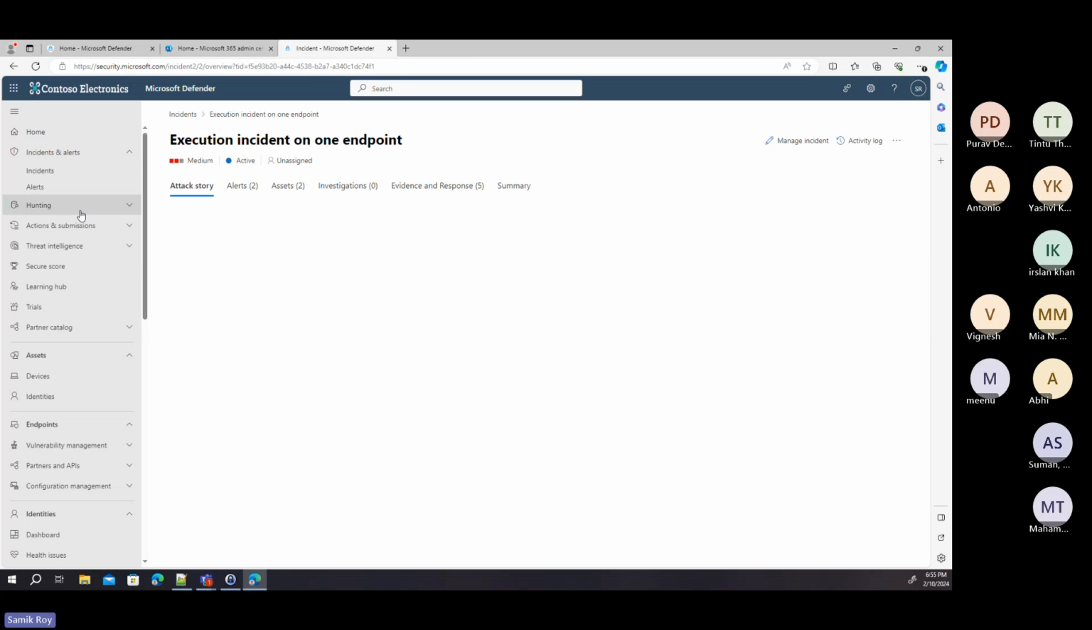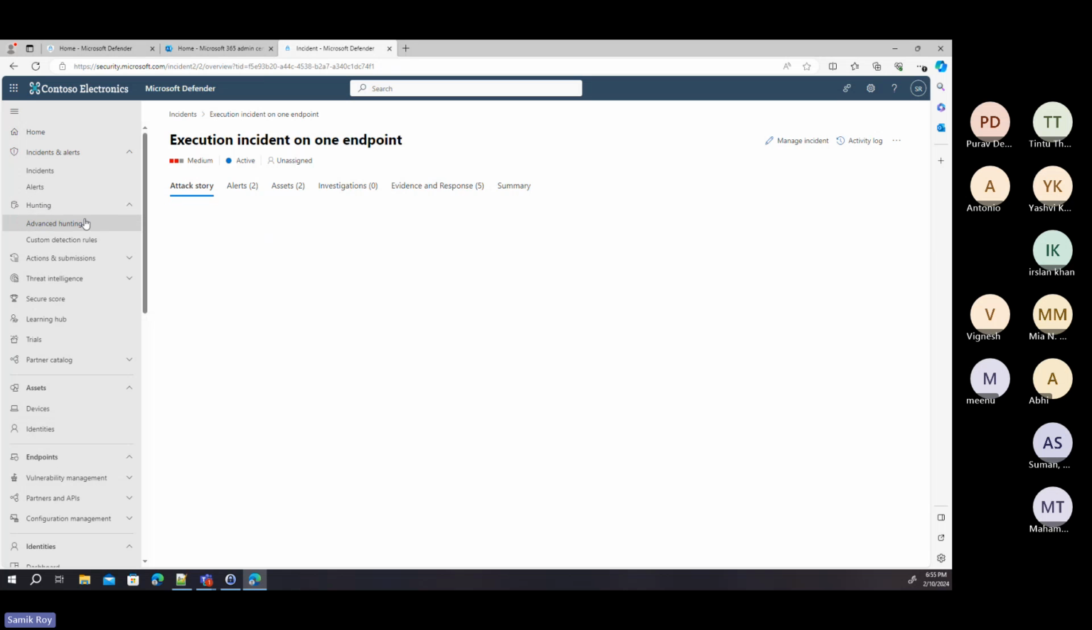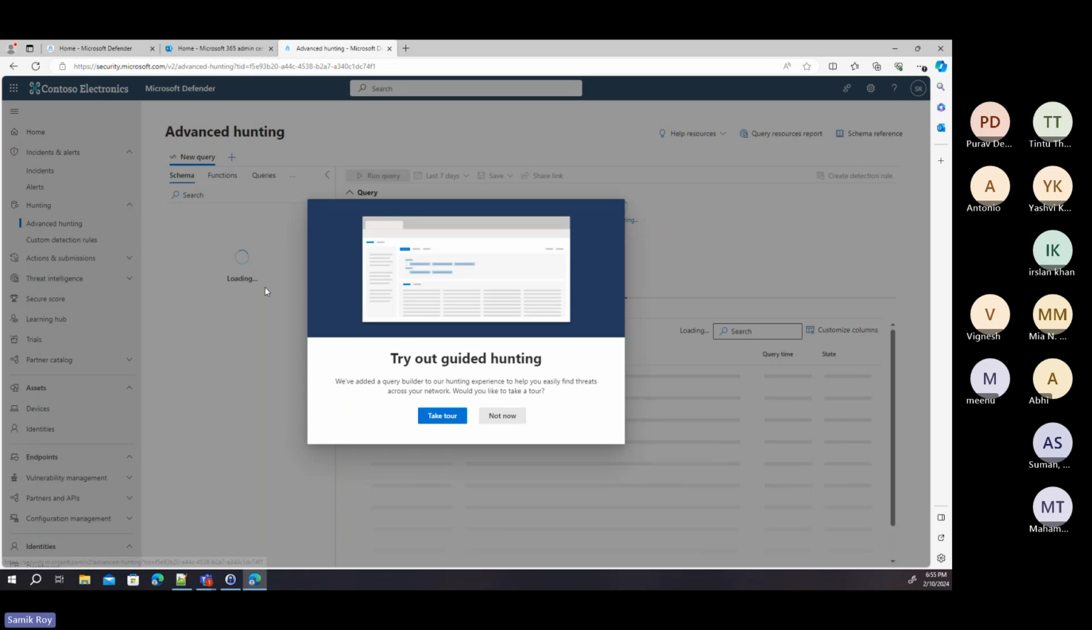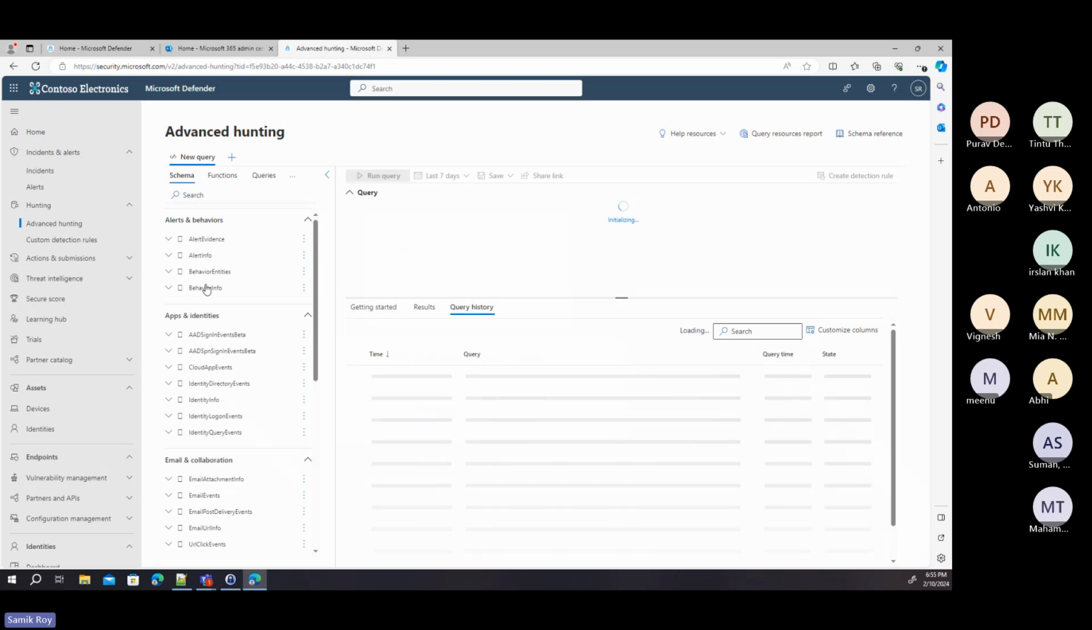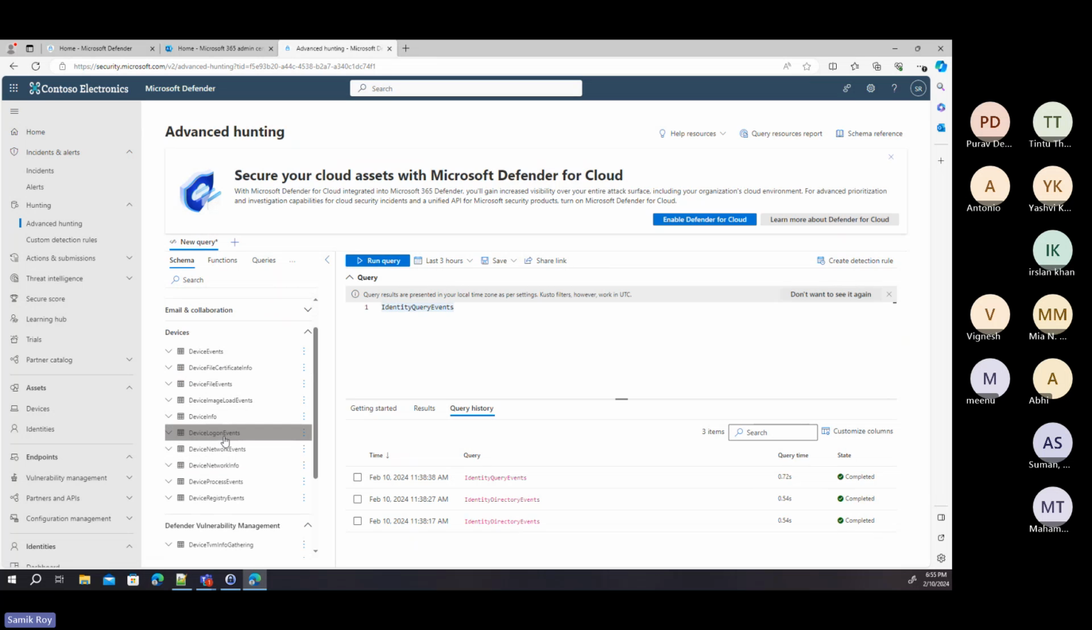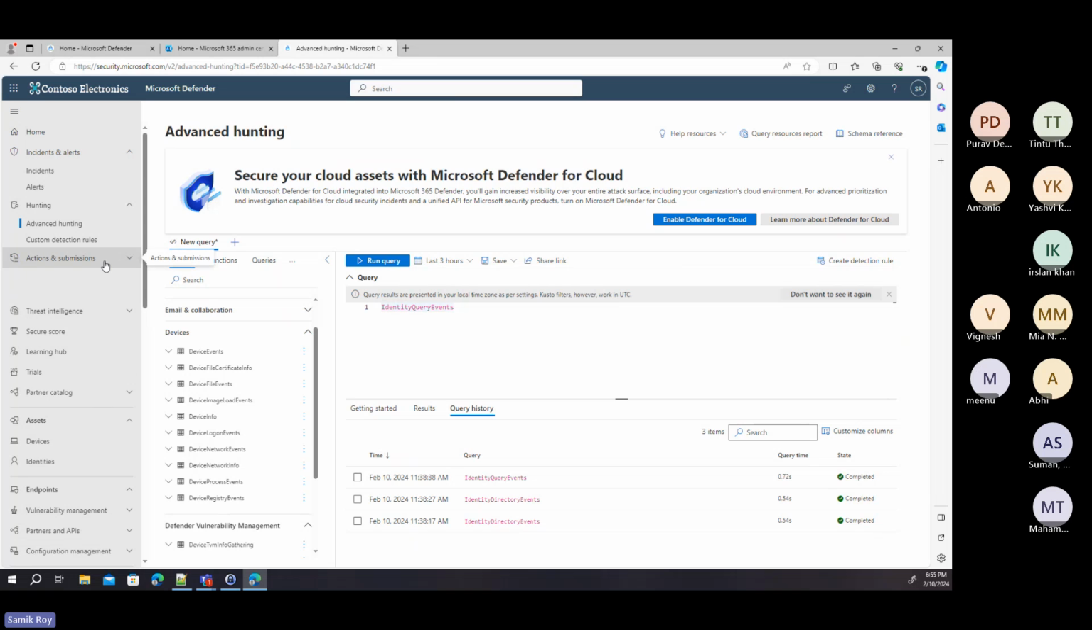Apart from that, if we are not satisfied with the incident seen here, we can also look at hunting and advanced hunting. In advanced hunting, we can look at the raw logs collected by Defender itself and do an advanced hunt by either going into the tables or writing our custom queries. The next section is action and submission. In case you have any tenant-specific information you want to submit to Microsoft to look at, that's the place you should go.